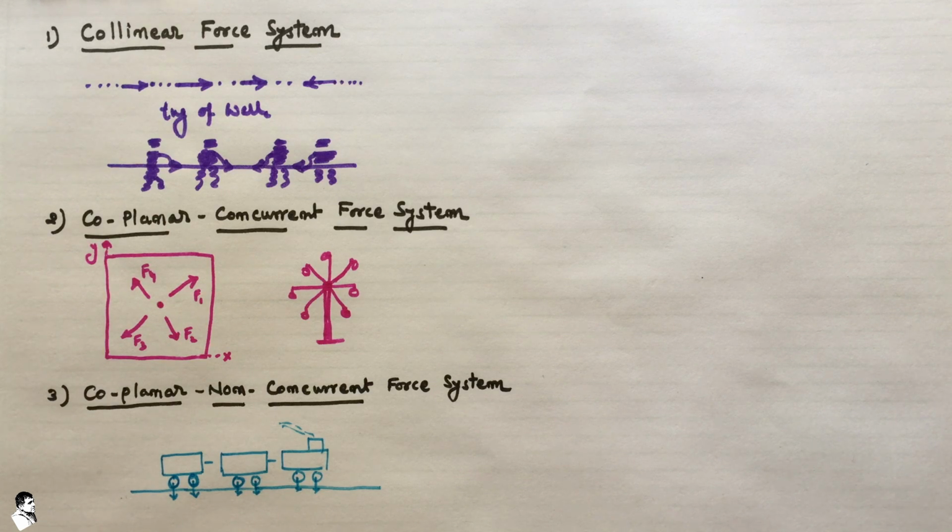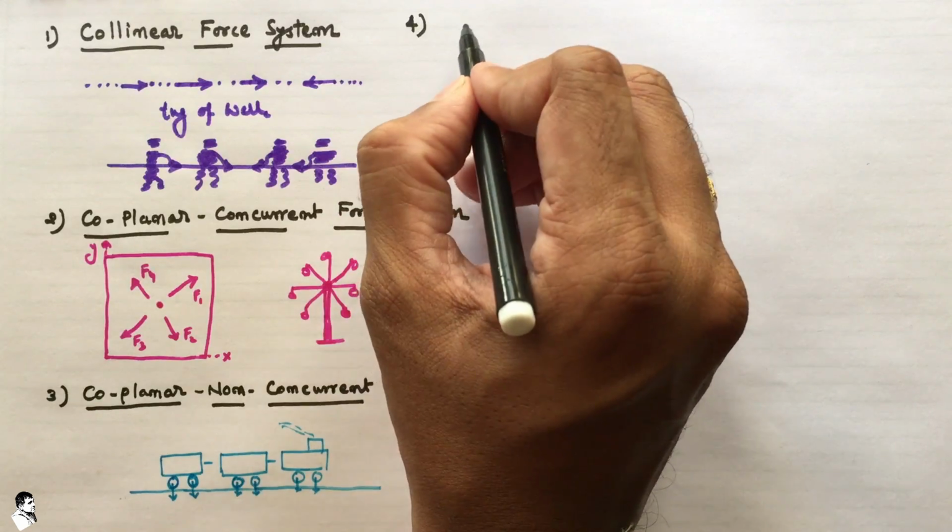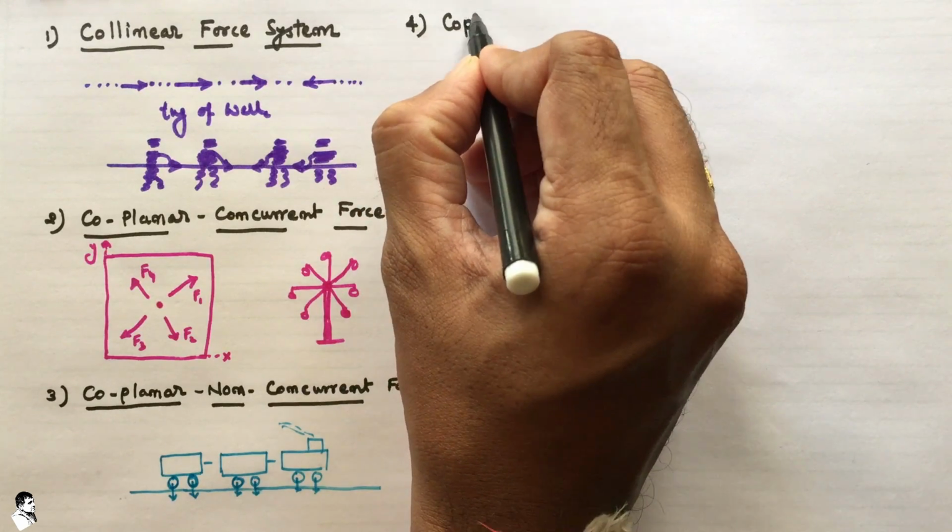However, if we take the weight of the bogie or the engine that is transferred to the track and the force transferred to the rail, we can also say that this force system is coplanar as well as a parallel system, or you can say it is a coplanar, non-concurrent and parallel system, right?